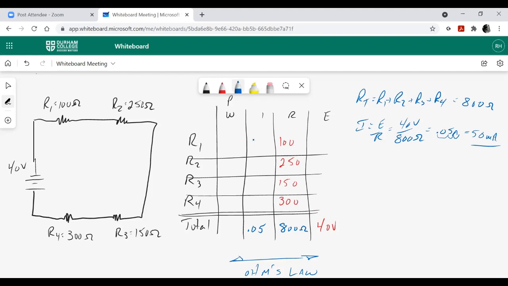So I want you to remember this engineering notation. Your answers that you give to me need to be in the proper engineering notation, but this table you're not giving to me. This table is for you. So I'm going to leave that as 0.05 because that's how I would actually write it in my own table. And then the last one is power. So P equals IE equals 0.05 times 40 volts is 2, I think. So 2 watts.